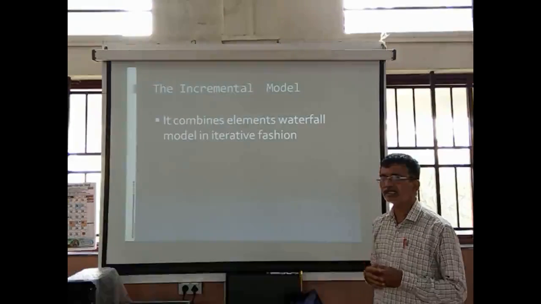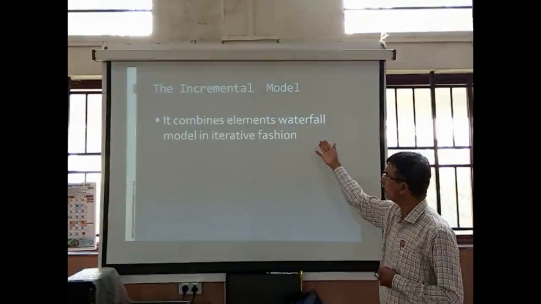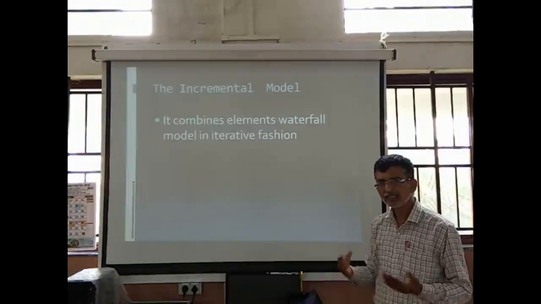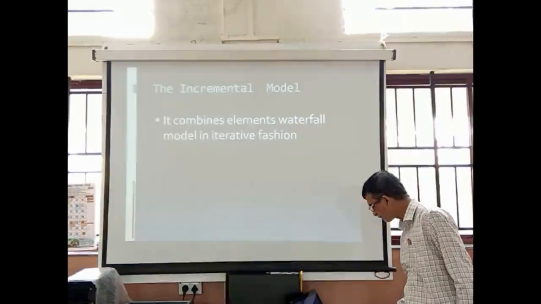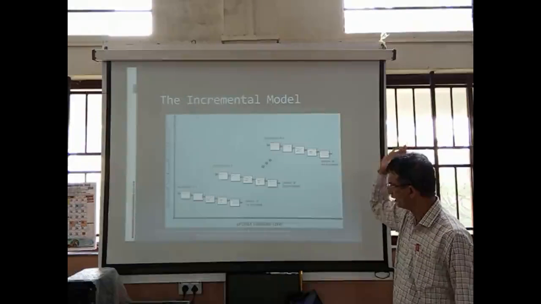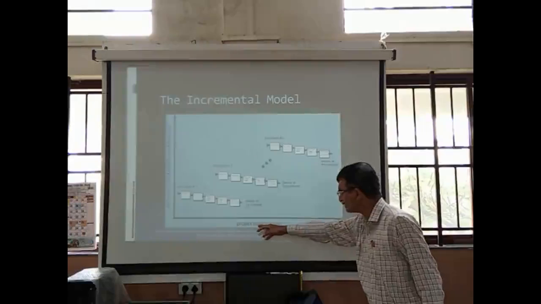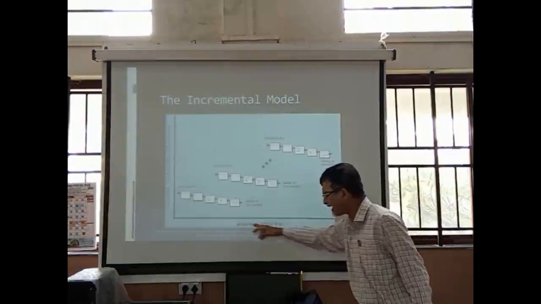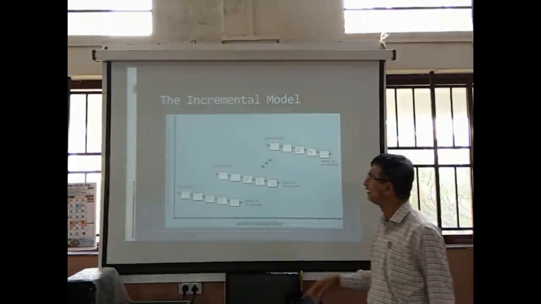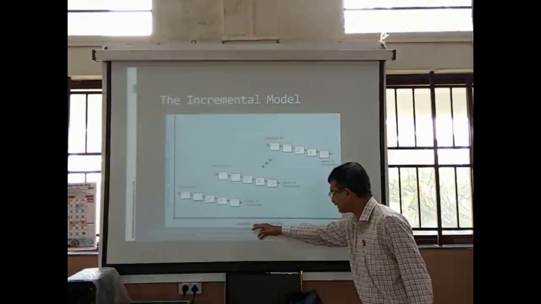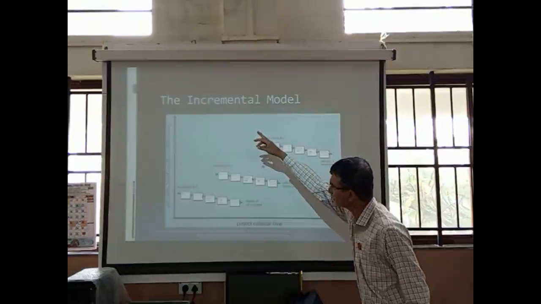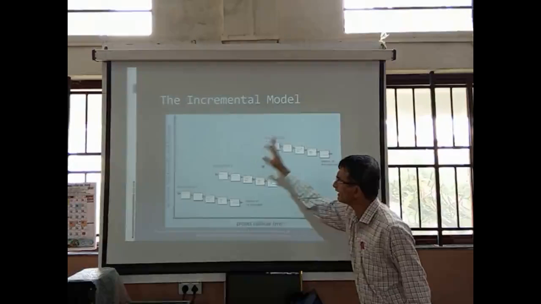This incremental model combines the waterfall model in an iterative fashion. That is, at every iteration, an advanced model is developed. So this diagram clearly depicts the incremental model. The horizontal line stands for project calendar time, that is the time axis, and the vertical axis stands for software functionality and features.